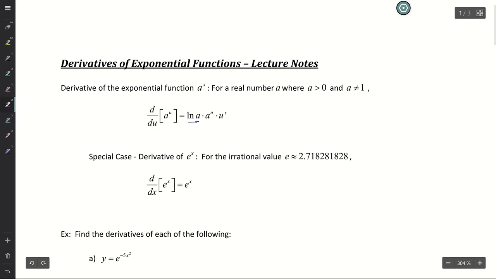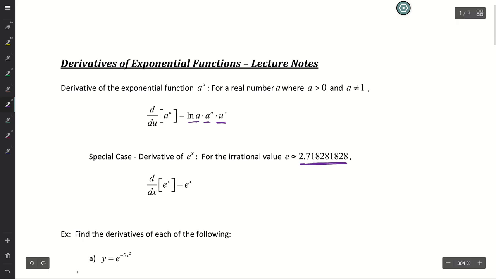Then you multiply the exponential function itself. And then you multiply the derivative of your power. So always think of this derivative as a three-step process when you actually go and perform the derivative. We have a special case for e to the x. E is an irrational value, and I've written part of that irrational value out here. And its derivative is so simple that sometimes it's just really nice and easy to remember that the derivative of e to the x is just itself.